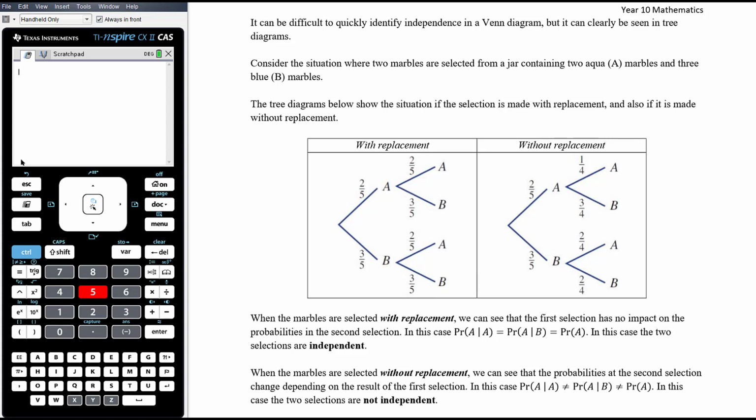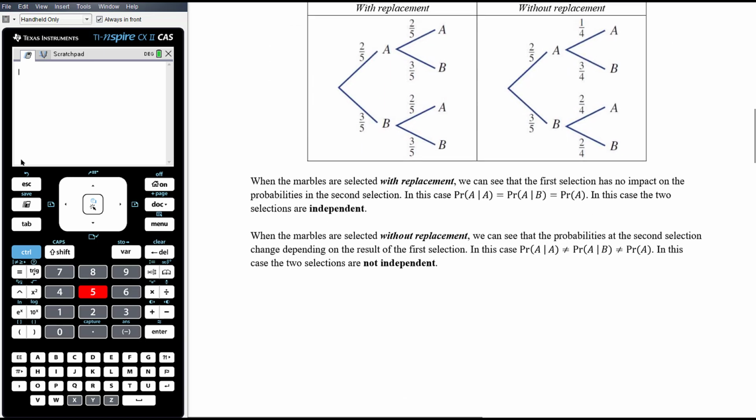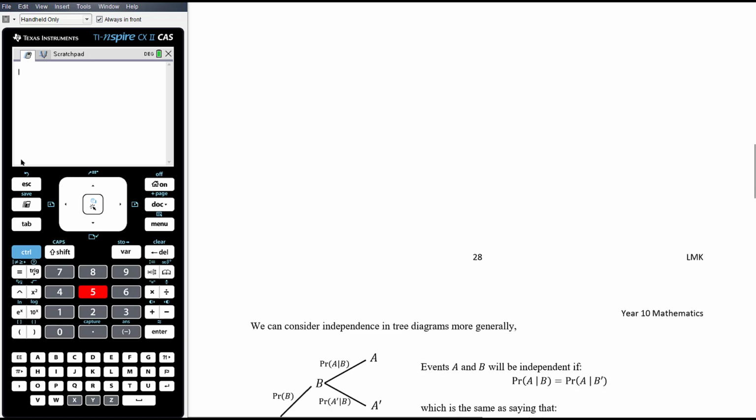However, when we have with replacement, we know that the probability of the selections at the second stage change depending on what happens at the first stages. So by definition, there's not independence there. And that is illustrated by the fact that these probabilities, and hence also these probabilities, are not the same. And so we don't have independence. Okay, so the sentences there just talk through what I talked through.